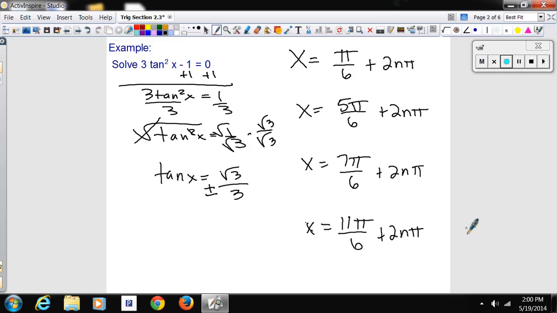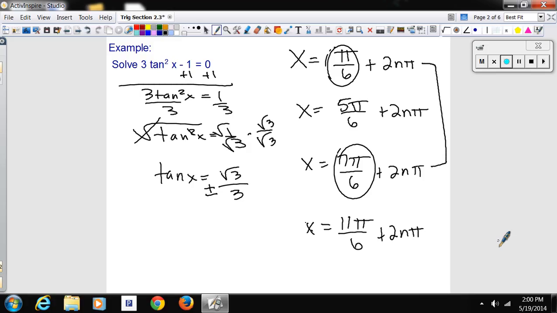Now that's a lot of writing for that one problem, for that answer. We could actually shorten it up, and I'm going to show you. Take a look at these two. Look at the pi over 6 and look at the 7 pi over 6. How far apart are those? Okay, let me show you on here. Pi over 6 is here. 7 pi over 6 is down here.